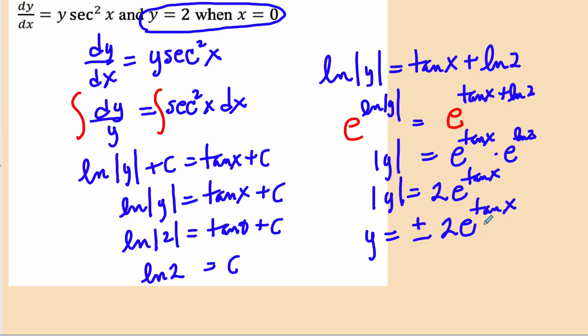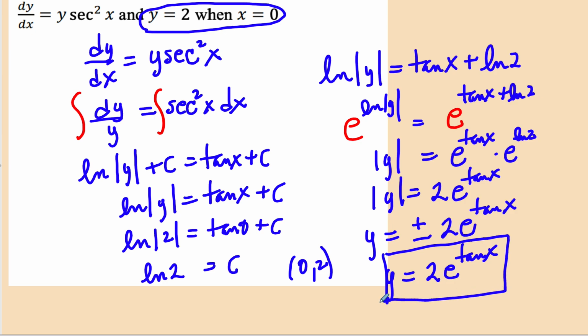Okay, now only one of these answers is correct, and it's the answer that's going to fit the point 0, 2. And so when you let x equal 0, you have to get a positive 2. So the answer that we want is the positive form, 2e to the tan x, and this is the answer we want. We don't want the negative one, we want this one. And so that's our particular solution.